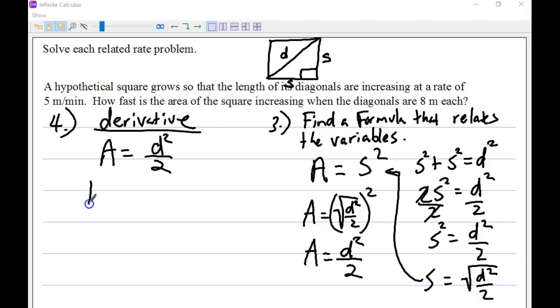All right, so it's going to be A prime equals what? You could do that, but if you just do the power rule, 2 to the front, they cancel, right? And it's just going to be D. But we're finding the derivative with respect to time, so what do I need?